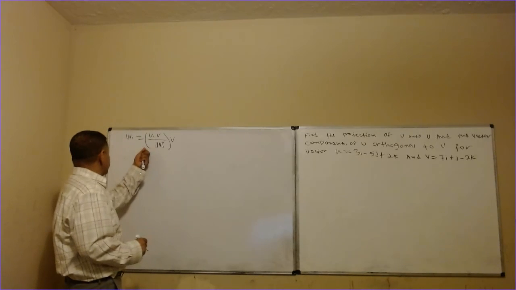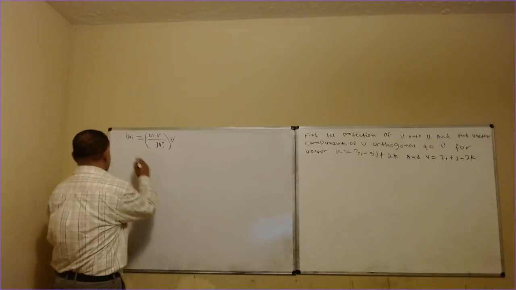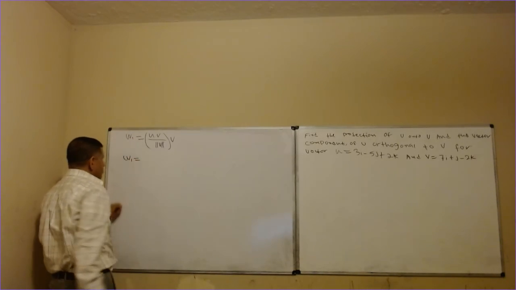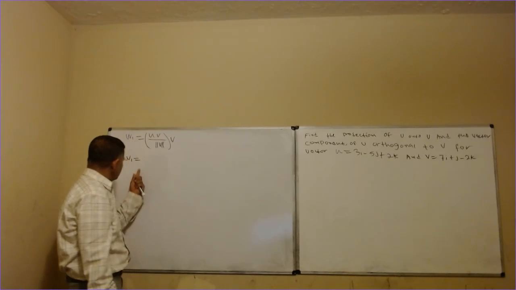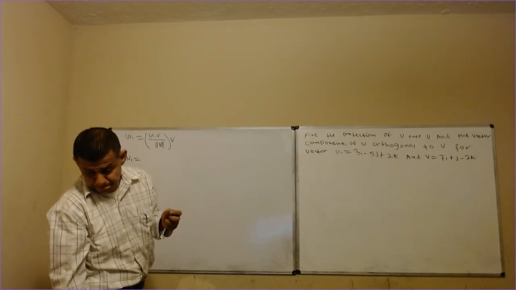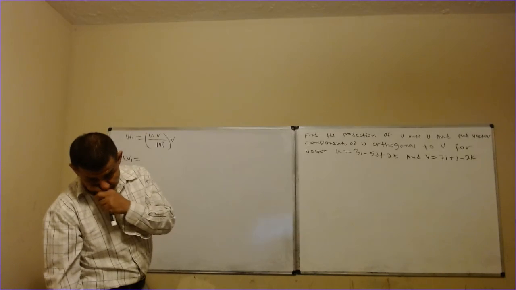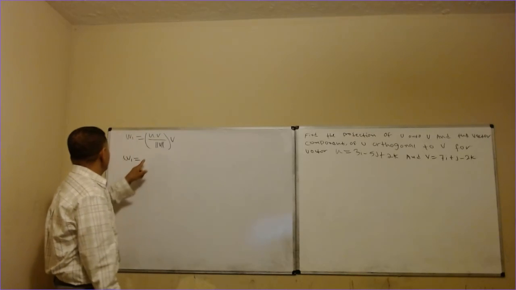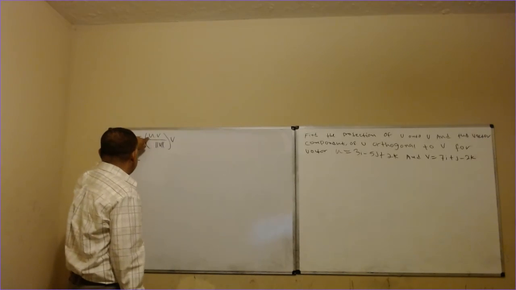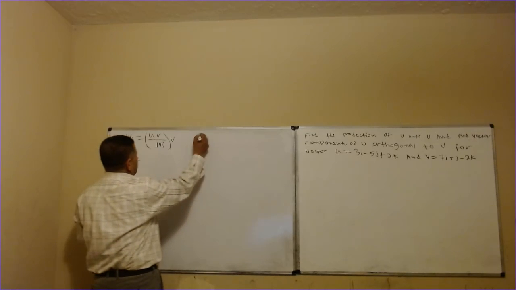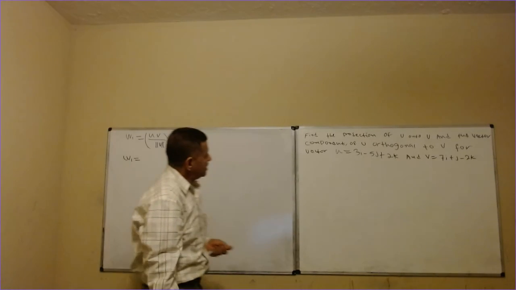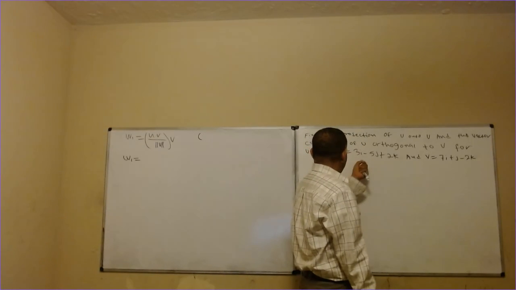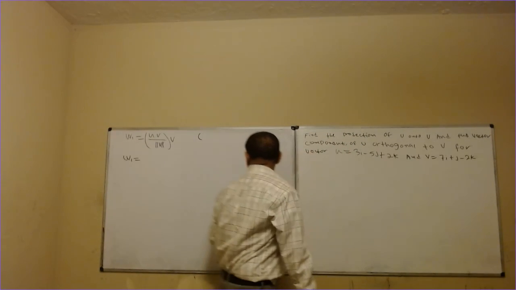So we want to find W1 first. W1 is equal to, we need to do the dot product of this. So how do we do the dot product again? We need to go back to the basics that we have been building up, and we do U and V.